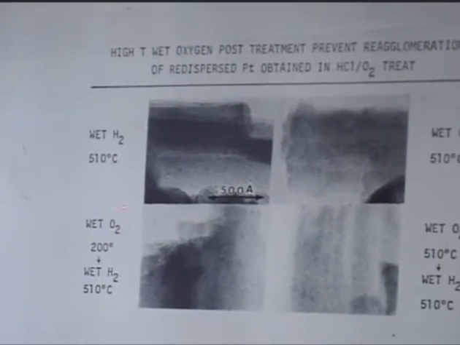Okay. As I showed in the previous slide, this is a TEM to confirm. And then, if you take this, go for a red oxygen treatment at 200, and then red hydrogen, 510, you still get agglomeration. So low temperature oxygen treatment is not enough to remove the chloride and stabilize the catalyst. You have to go to high temperature.